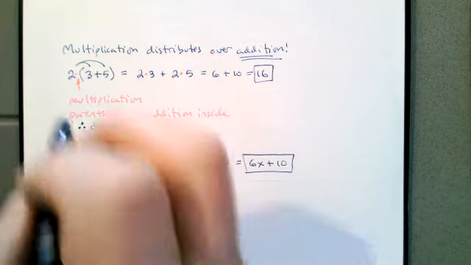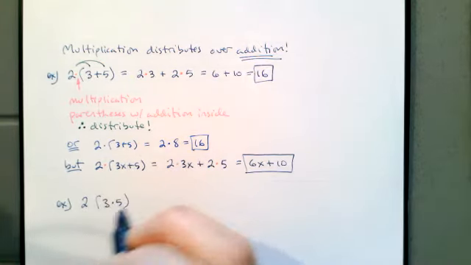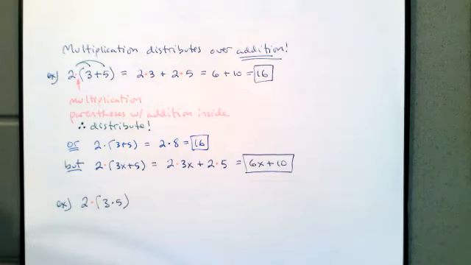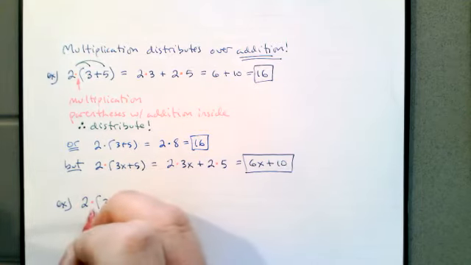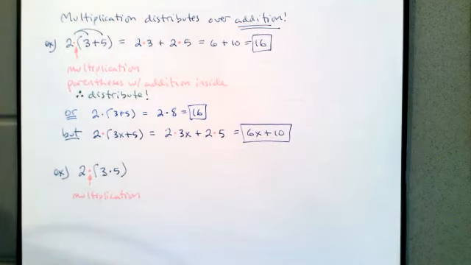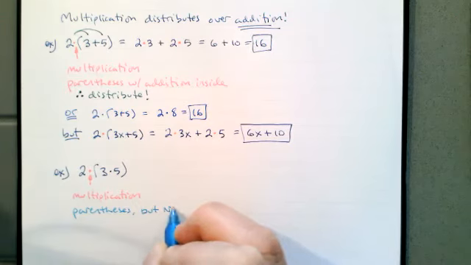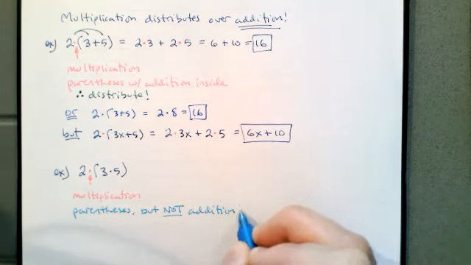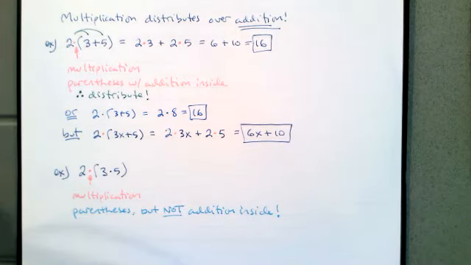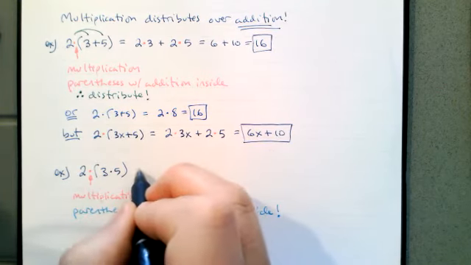So for example, if I'm looking at an expression that says 2 times, then parentheses, 3 times 5, this is multiplication, and there are parentheses, but it's not addition inside. Multiplication distributes over addition, not over multiplication. This is just multiplication. This just means this is all just multiplied together.